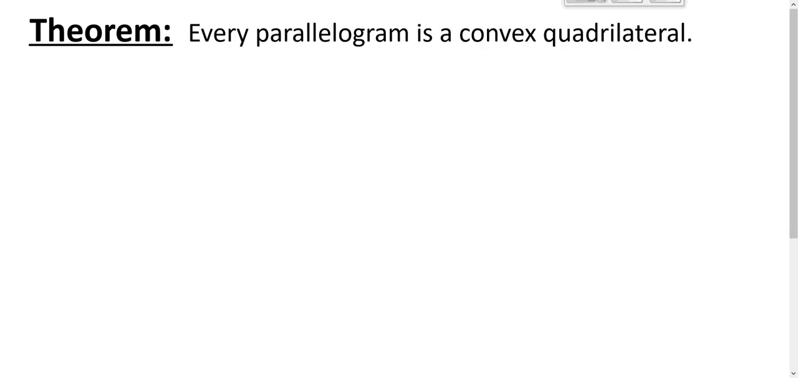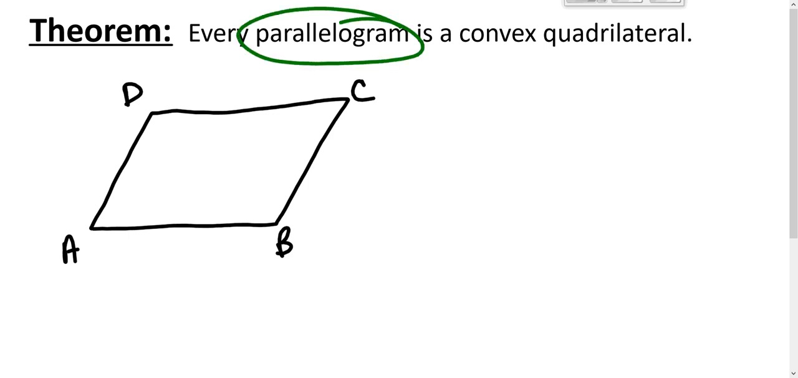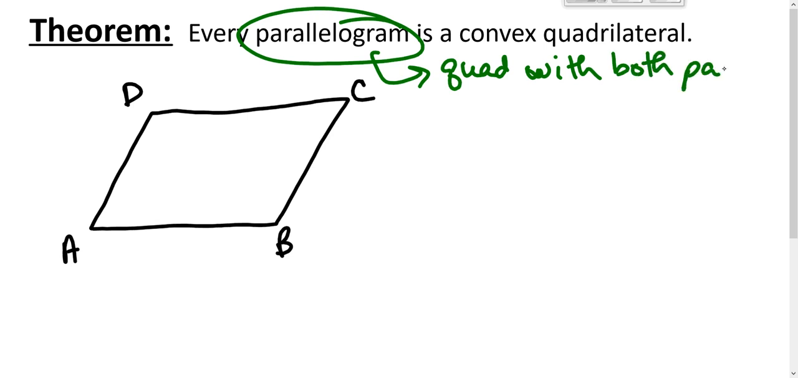It is also true that every parallelogram is convex. Now let's talk about what we mean by that. Every parallelogram is convex. Let's decide what we mean when we say parallelogram. A parallelogram is a quadrilateral with both pairs of opposite sides parallel. That's the definition of parallelogram.